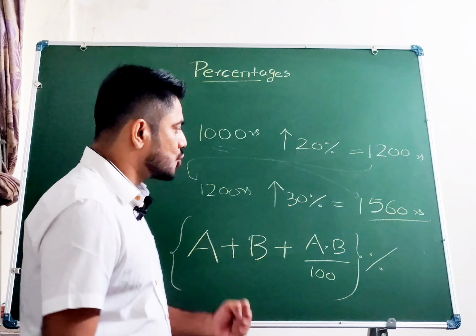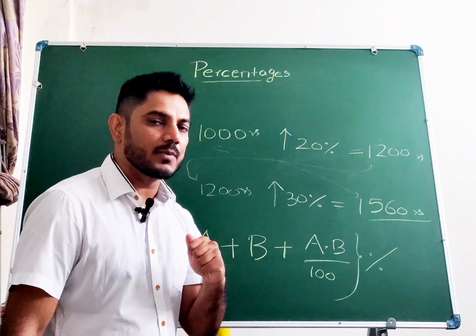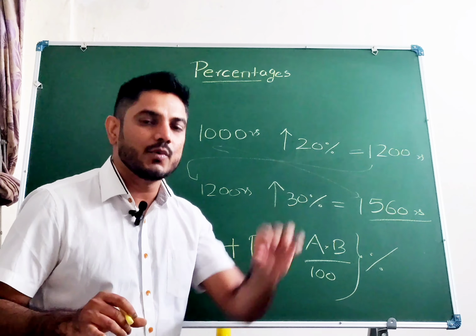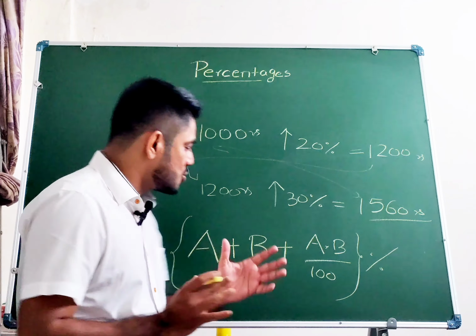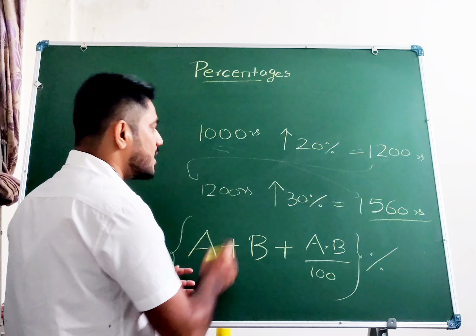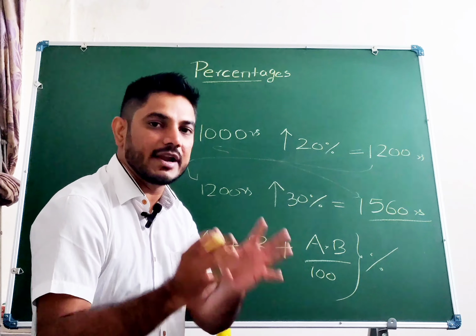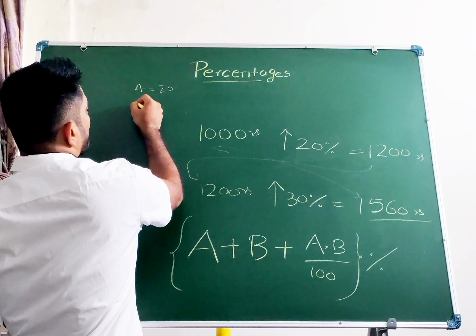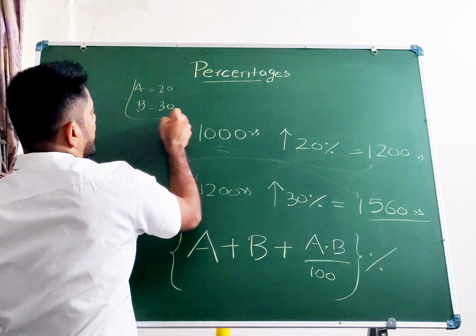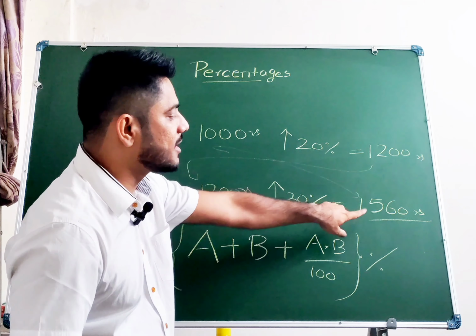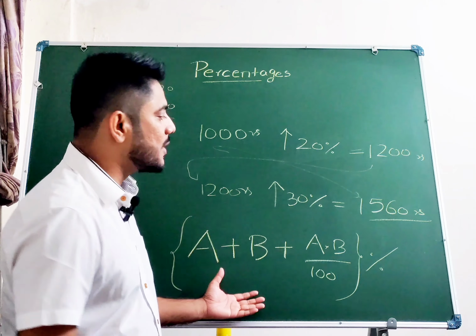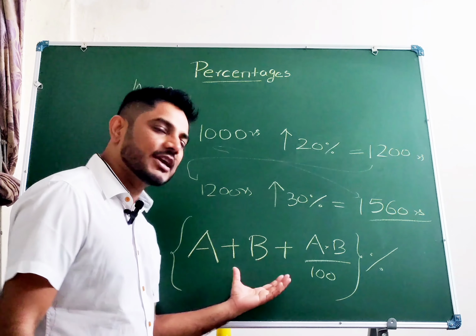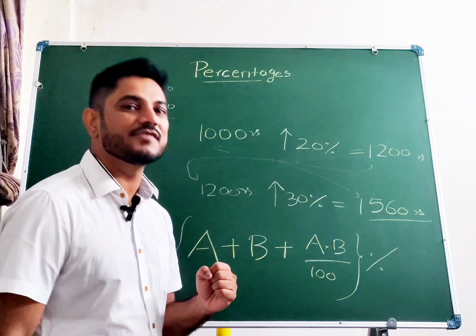How does it work? As I said, I increased the amount by 20% and then again by 30%. Whenever I say increment, the value has to be positive. When I say decrement, the value has to be negative. So in our case, the two percentages were 20 and 30, both were increments, so plus 20 and plus 30. My value of A would be 20, B would be 30. Let us substitute these values in this equation and check if we are getting 56% as the final answer.